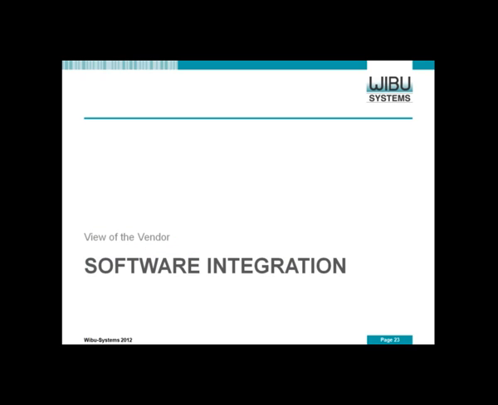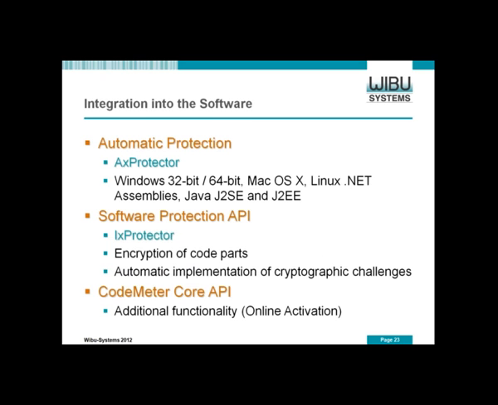Yeah, that was how a license can be stored on a computer. Now let's take a look at how we can integrate CodeMeter into our products. And there are three different ways. One way is an automatic protection. We call this AX Protector. AX Protector is a wrapper which automatically wraps the complete software and puts it in a shell, in an envelope, and makes sure that the software can only be decrypted and started if the fitting license is available.